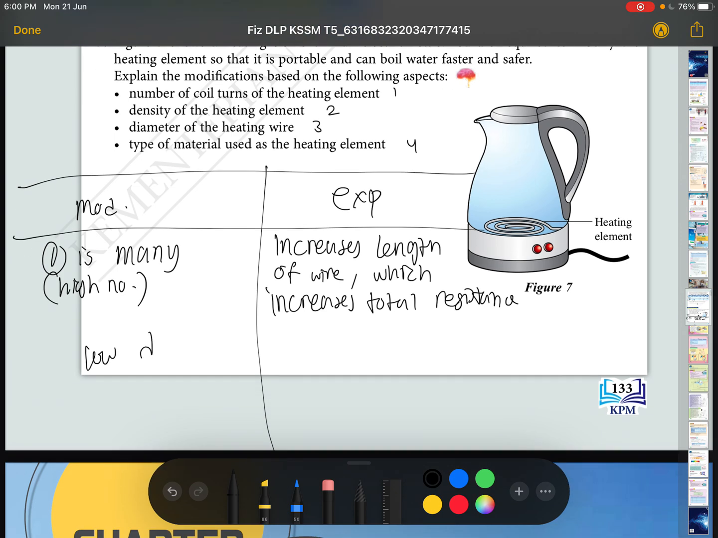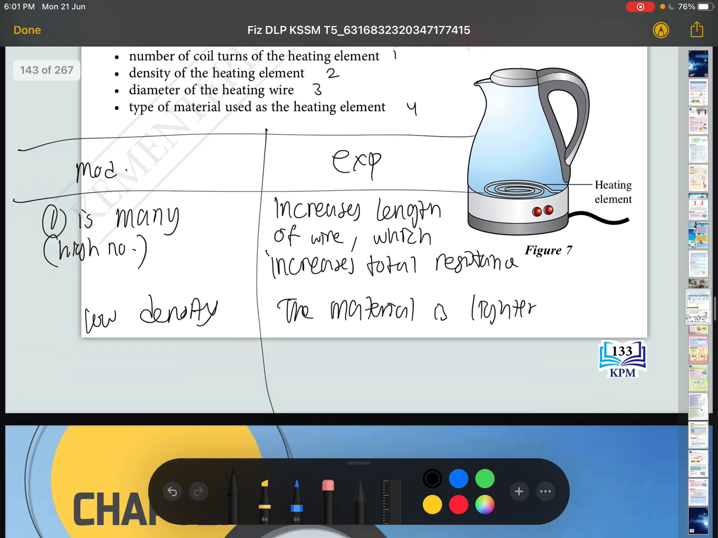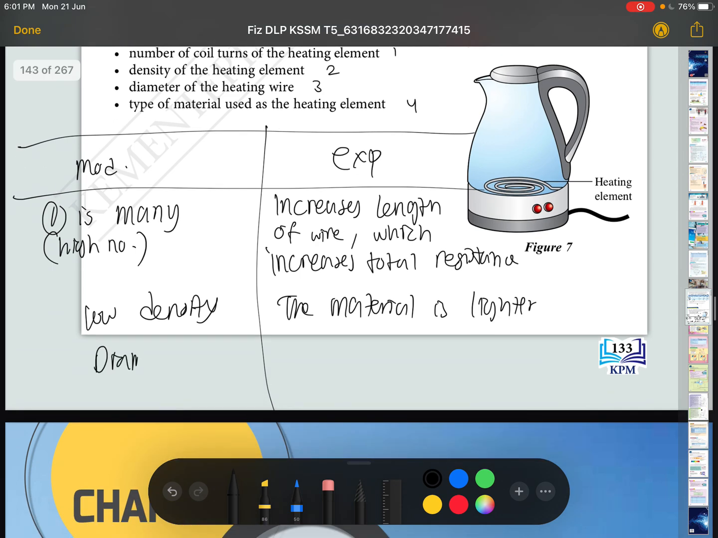Next, you want low density. Why do you want low density? Because if you have a high density, the thing will be very heavy. So, let's say the material is lighter. Diameter is small. Why do you want a small diameter? Because small diameters have larger resistance. I'm not so sure about the explanation behind it.